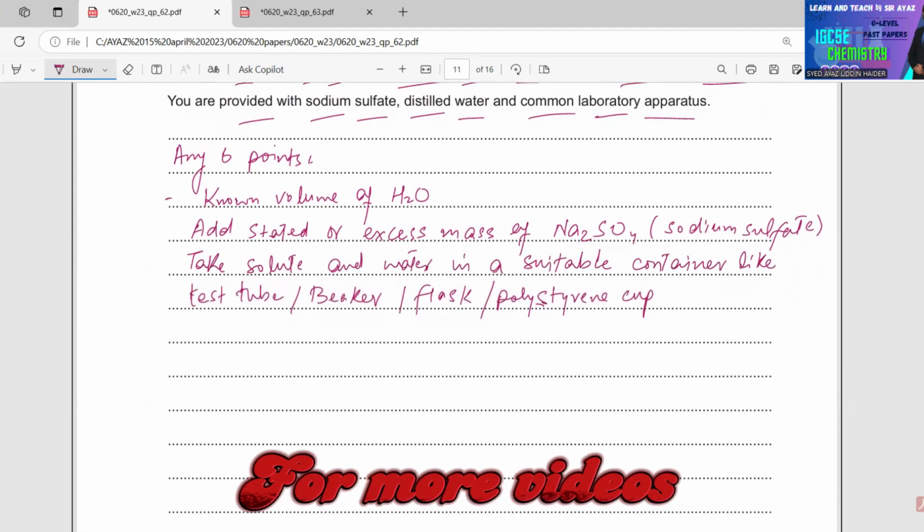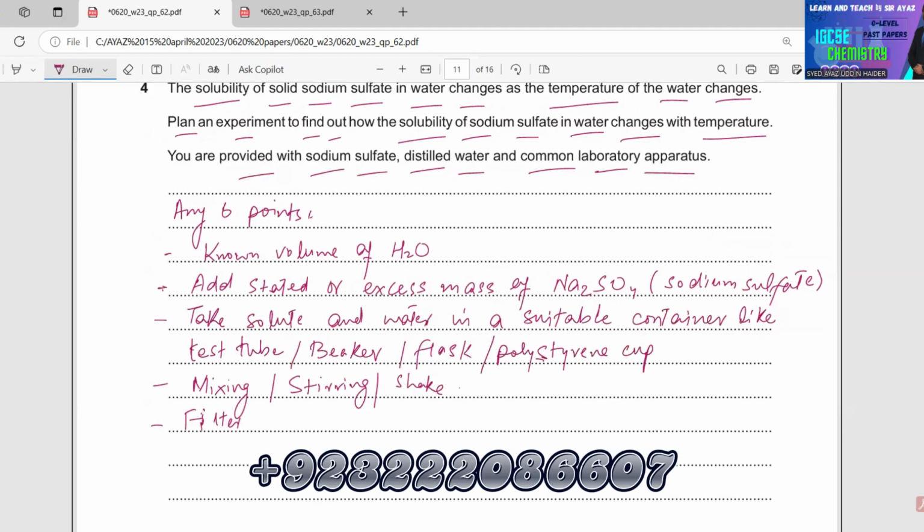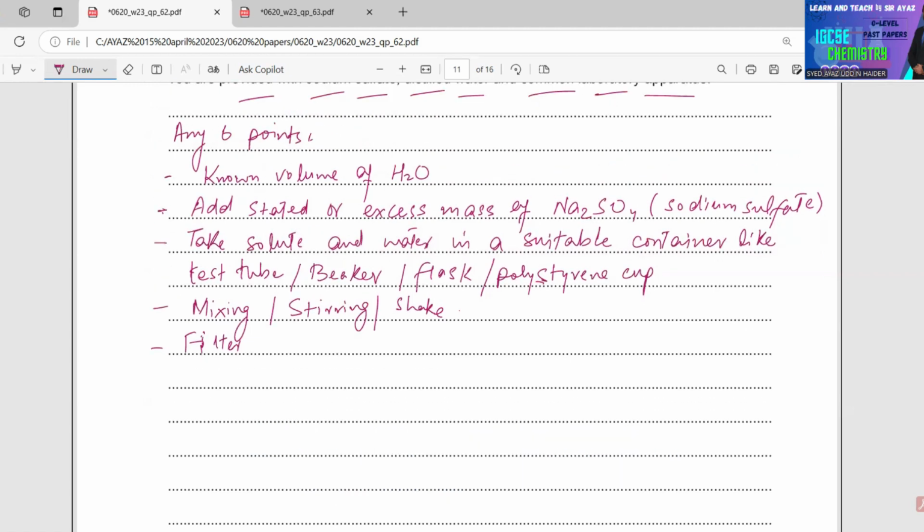Next step, these are the steps. You have to mix. For mixing, you can use terms like stirring, mixing, or even shaking. Then you have to filter this, because you are checking the solubility of sodium sulfate. That's why you have to filter it. Now dry and weigh the residue.